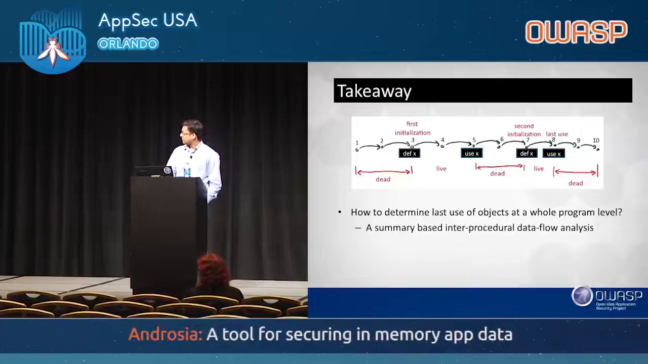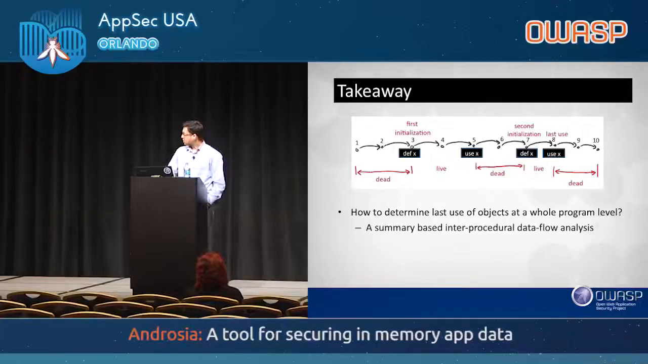Then x is again redefined or reinitialized at statement 7, and then used at statement 8. So between 5 and 7, there is no use of the variable x. So we can safely say that the variable x is dead between 5 and 7. And we can also say that variable x is live between 7 and 8, and it is dead after 8. So that's the definition of liveness of a variable.